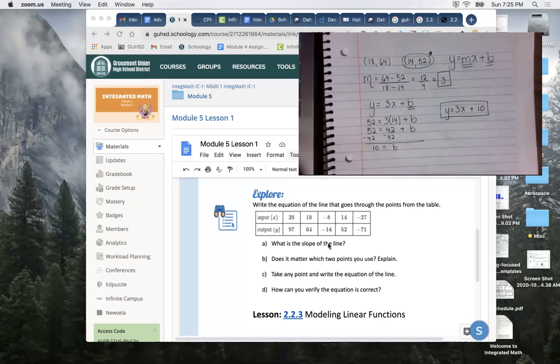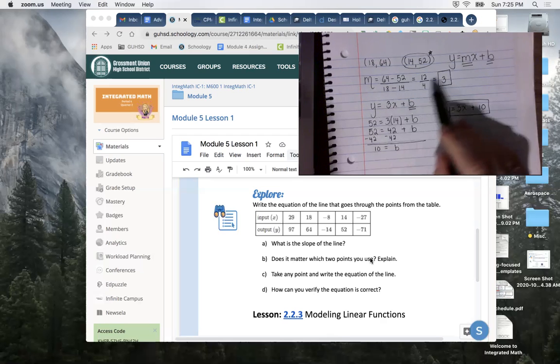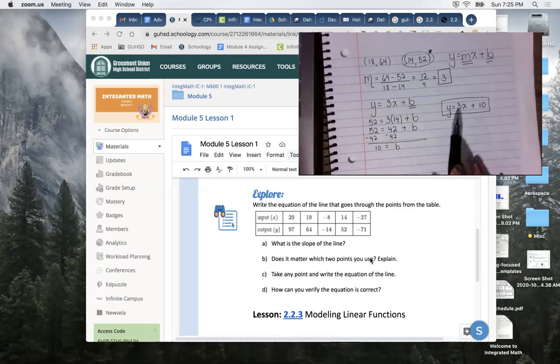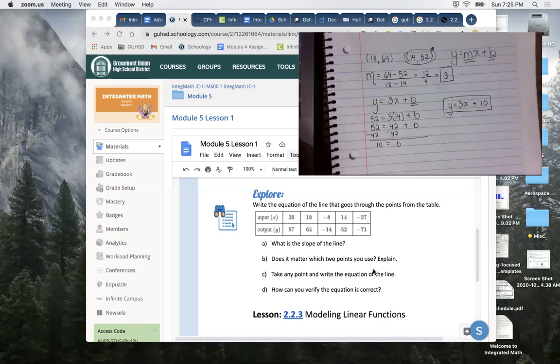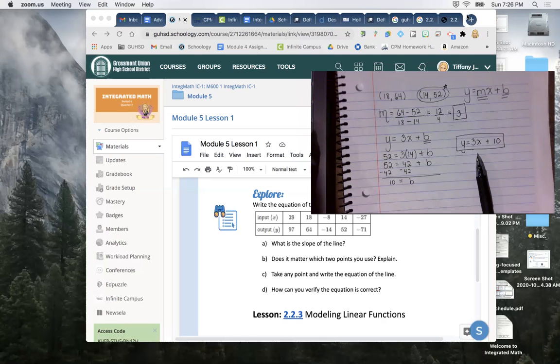It says here, what is the slope of the line? We found that was 3. Does it matter which 2 points you use? The answer is no. If those are points on the line, then it should always be up 3 over 1. So no, it does not matter which 2 points you use. Take any point and write the equation of the line. That's what we did. We chose this point and wrote the equation of the line. And then, how can you verify that it's correct? This last part is the part that I wanted to show you.